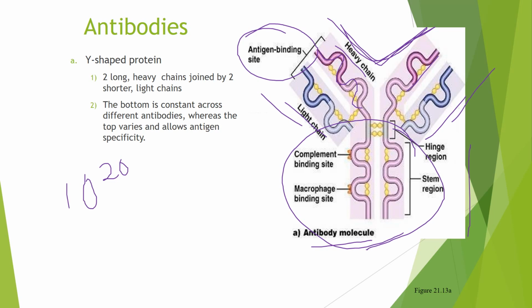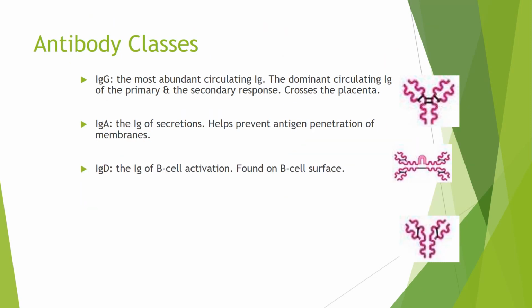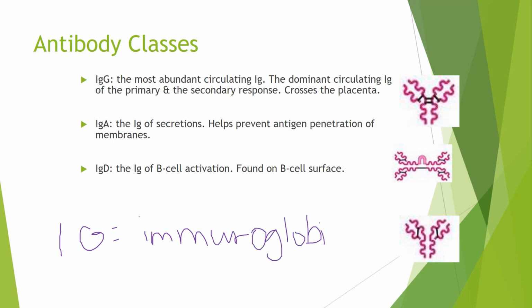So when we have the binding of the antigen to the antibody, that's what's going to trigger our immune response. We have different classes of antibodies, which will depend on when these enter the blood. That's what the big difference is between them, okay? And so Ig is going to stand for, let me write this down, Ig equals immunoglobulin, okay?